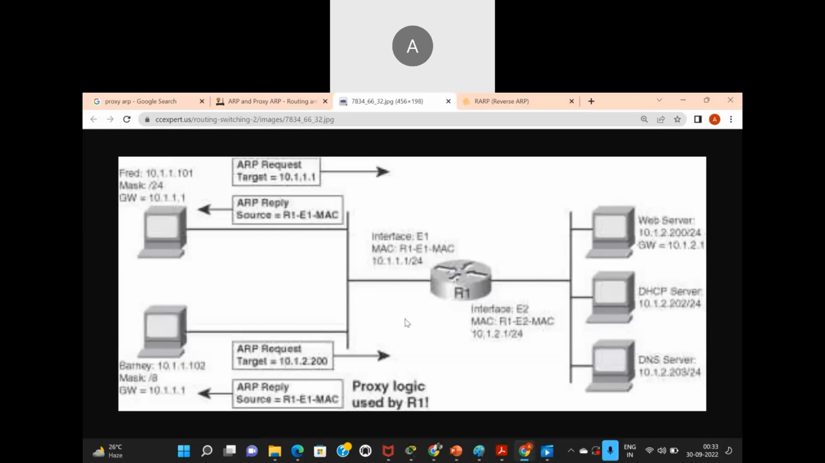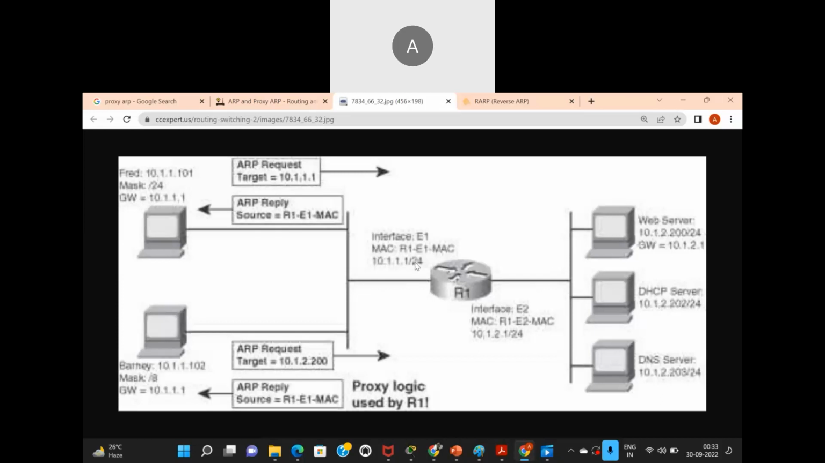So ideally, a broadcast should have been dropped by the router, but since this is called proxy ARP, proxy means he has put a proxy. Proxy is very simple to understand. If you don't go into class, in college or school, and you want your attendance to be done, you ask your friend to do a proxy for you. What do you mean by proxy? He is going to put the attendance instead of you, right? So that's what the router is doing here.